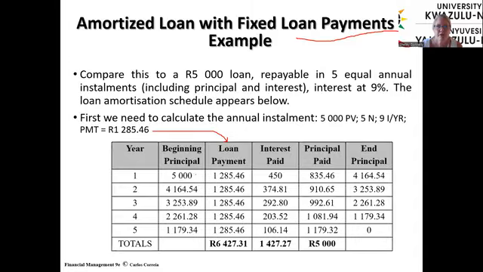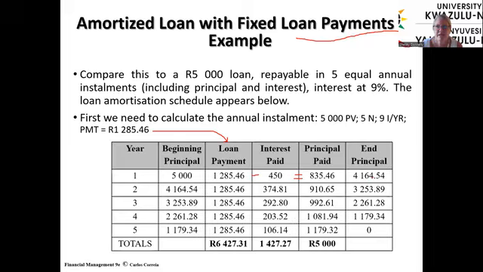And you work through it year by year. So you owe 5,000 in the beginning. At 9% thereof is what you pay in interest. So the principal that you must have paid, if the interest portion of this 1,285.46 is 450, then that minus the 450 must equal the principal that you've paid.